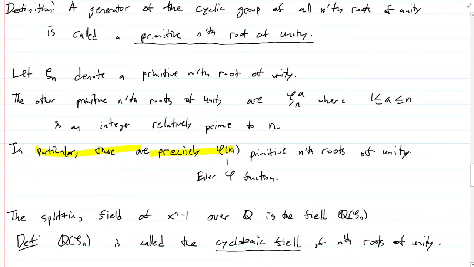So in particular, there are precisely phi of n primitive roots of unity. Phi is the Euler totient function. It counts how many numbers less than n are coprime to n. So the splitting field of x to the n minus 1 over Q is Q adjoin zeta n. And Q adjoin zeta n is called the cyclotomic field of nth roots of unity.